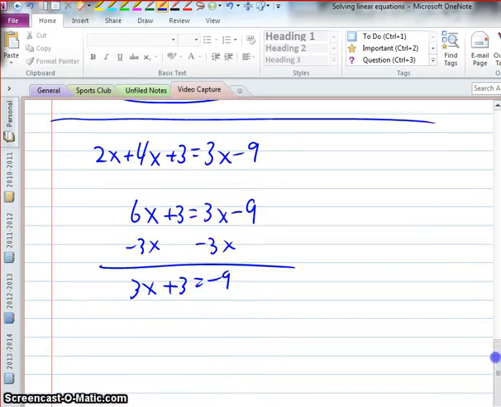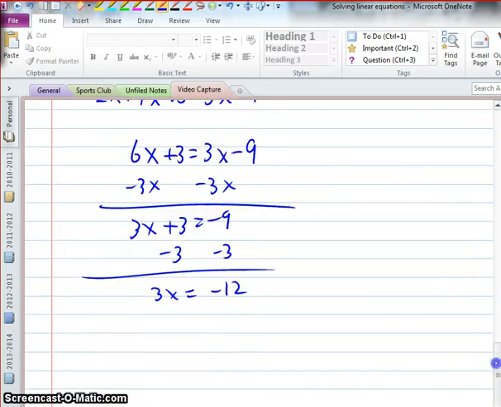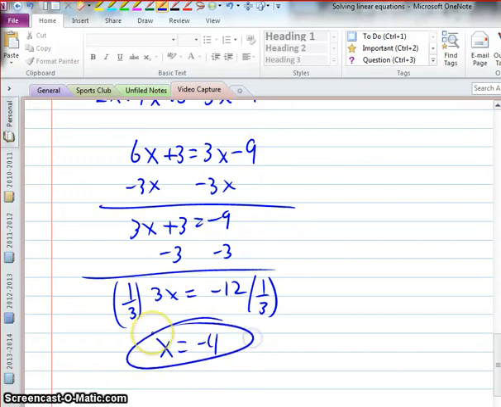If we got all the variables to the left-hand side, then we're going to get our constants to the right. And we can either multiply by 1/3 or divide by 3, but either way, negative 12 times 1/3 is in fact negative 4. What else can we do?